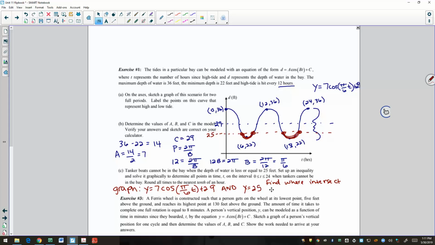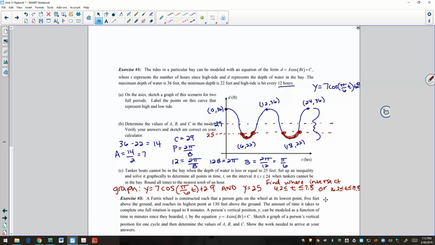It turns out, once you use your calculator, that if x is greater than or equal to 4.2 and less than or equal to 7.8, that would give you this time frame. You would be less than or equal to 25. There's another spot where that's going to happen within 24 hours, and that intersection turns out to be between 16.2 and 19.8.